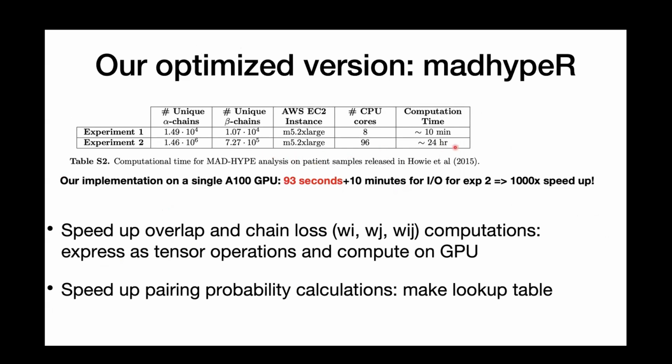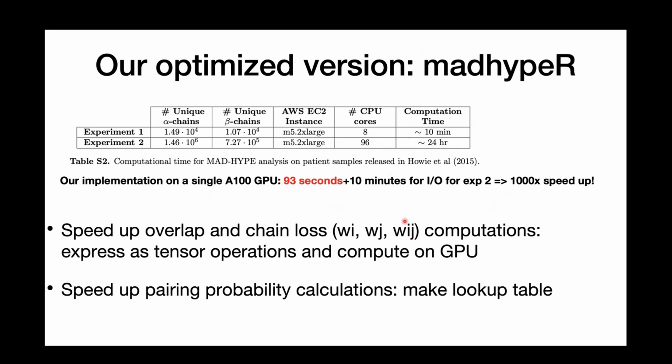Original software was very slow. It took 24 hours on 96 CPU cluster to analyze one experiment. So we spent a lot of time to optimize it algorithmically. But it turned out the biggest optimization you can do is not trying to make a better algorithm, but express everything as tensor operations and compute on GPU. And basically this 24 hours on 96 cores end up being 93 seconds on a single GPU for our implementation.